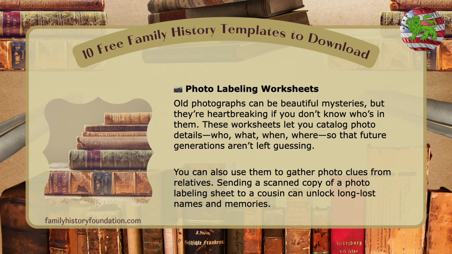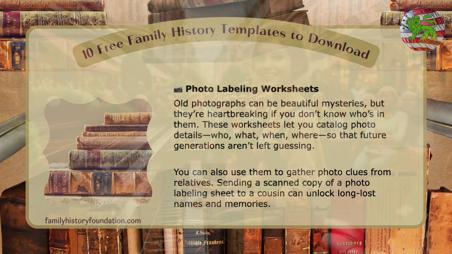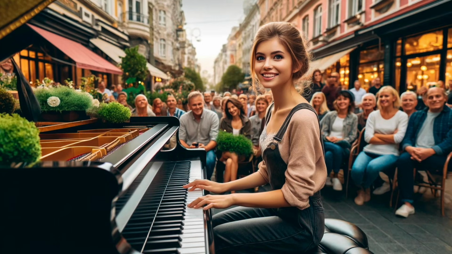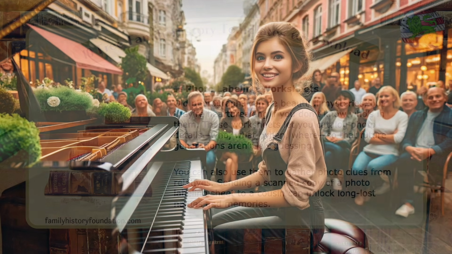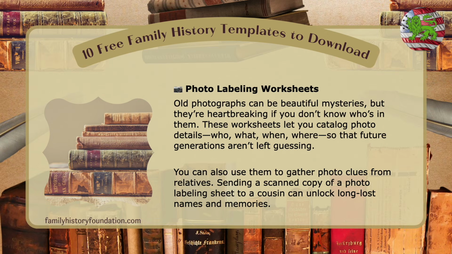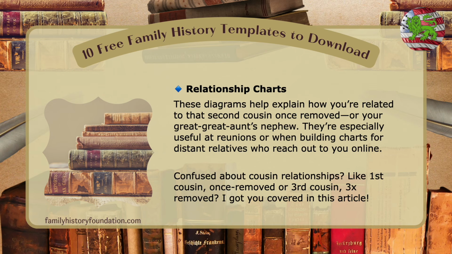Photo labeling worksheets. These are kind of cool because with old photographs, everybody's had this, where you looked at a photograph and you're like, okay, who is in that photograph? Where was this taken, right? So having something to attach, normally right on the back, but having some sort of sheet or form to attach to a photo, unbelievably important. So you can say, oh yeah, this is Auntie so-and-so, and this was taken at the farm or whatever.